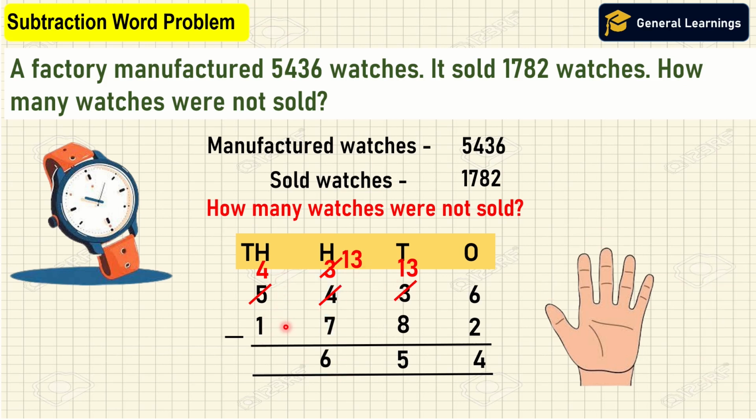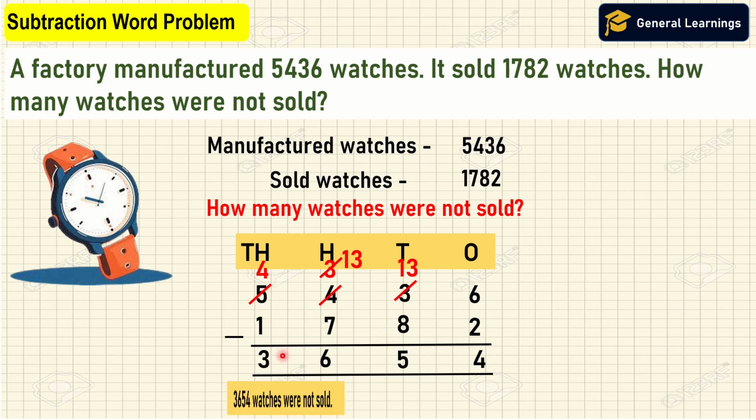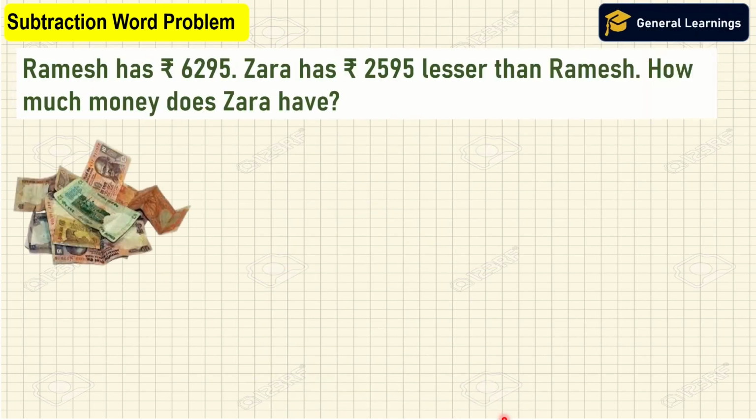Next we are going to subtract the digits in the thousands place, which is 4 minus 1. So we are going to keep 4 on our mind. So before 4 is 3. So 4 minus 1 is 3. So 3,654 watches were not sold. We will see another one problem.